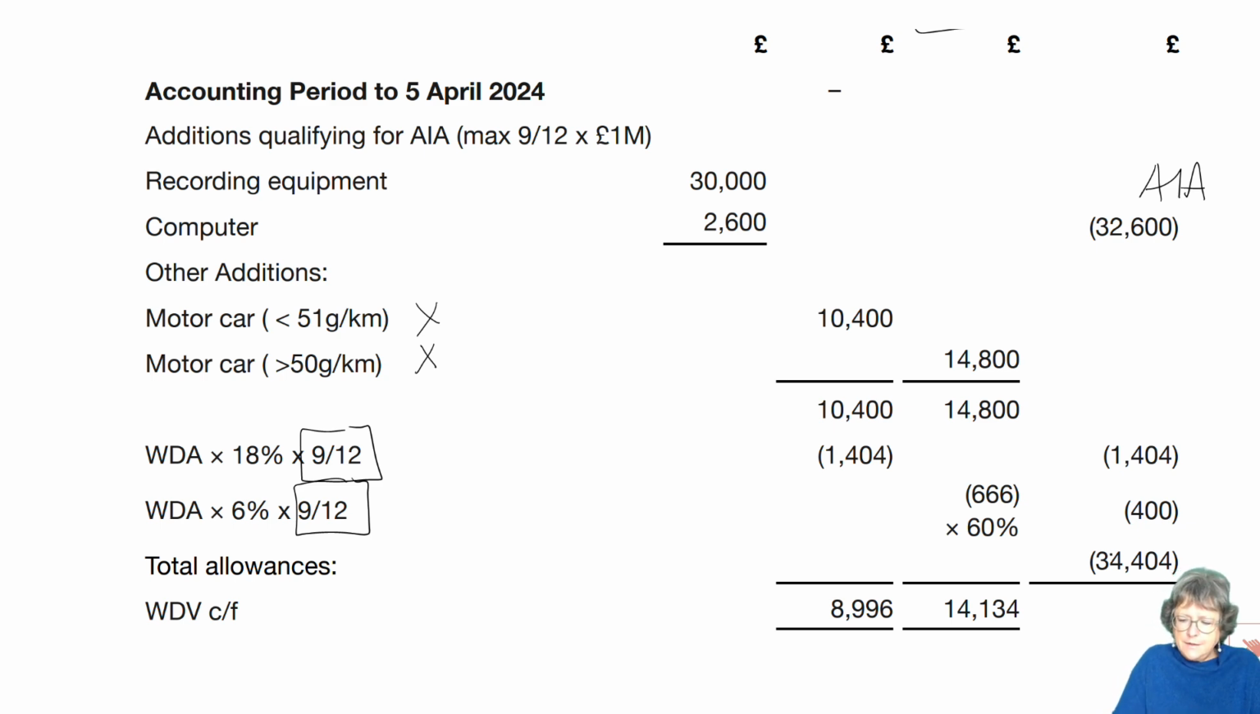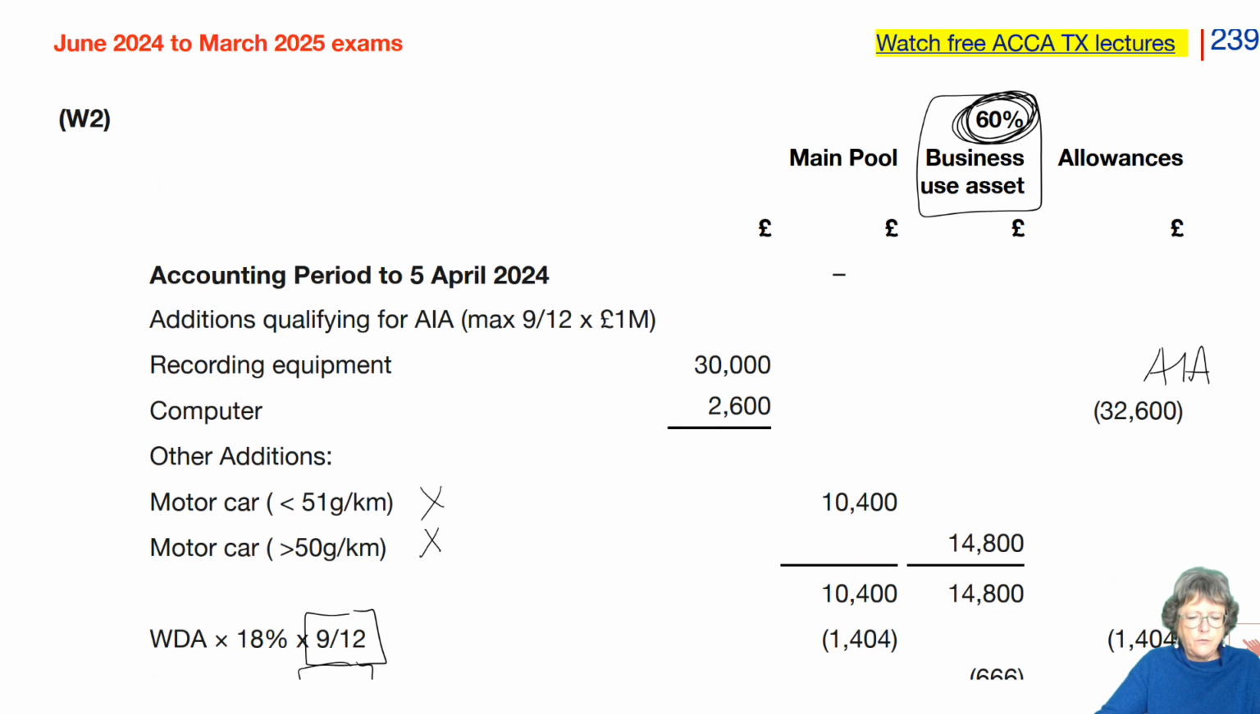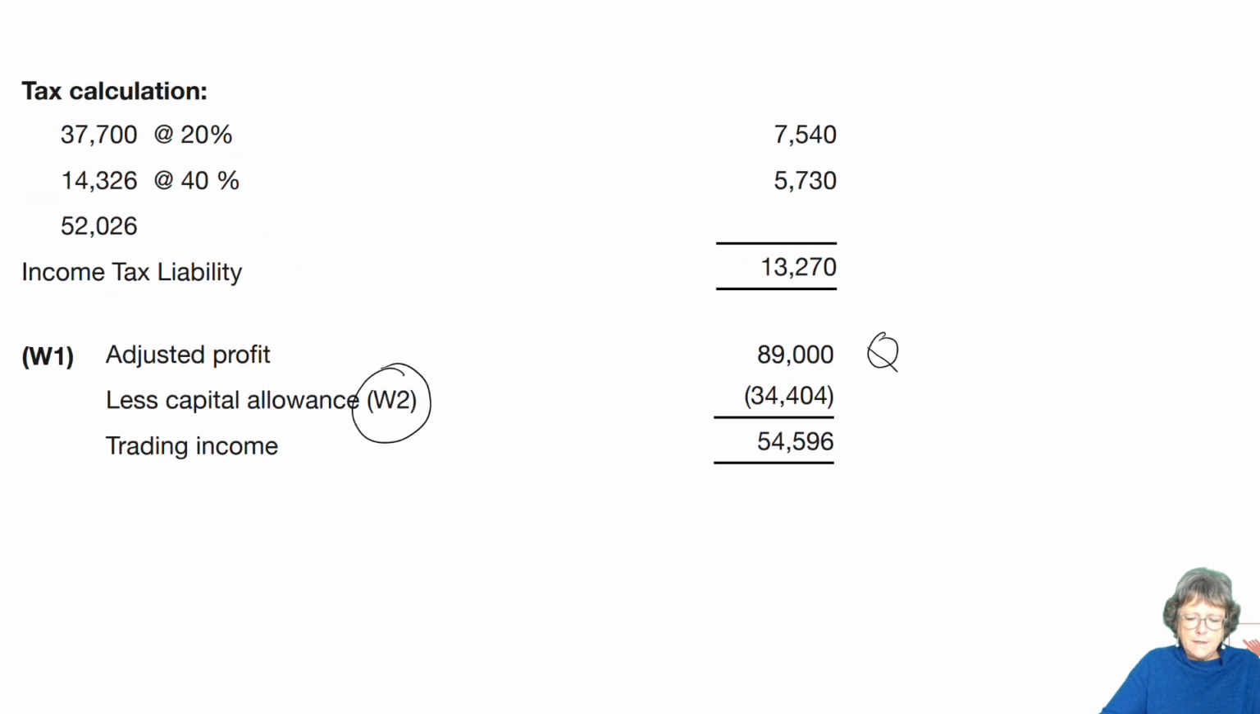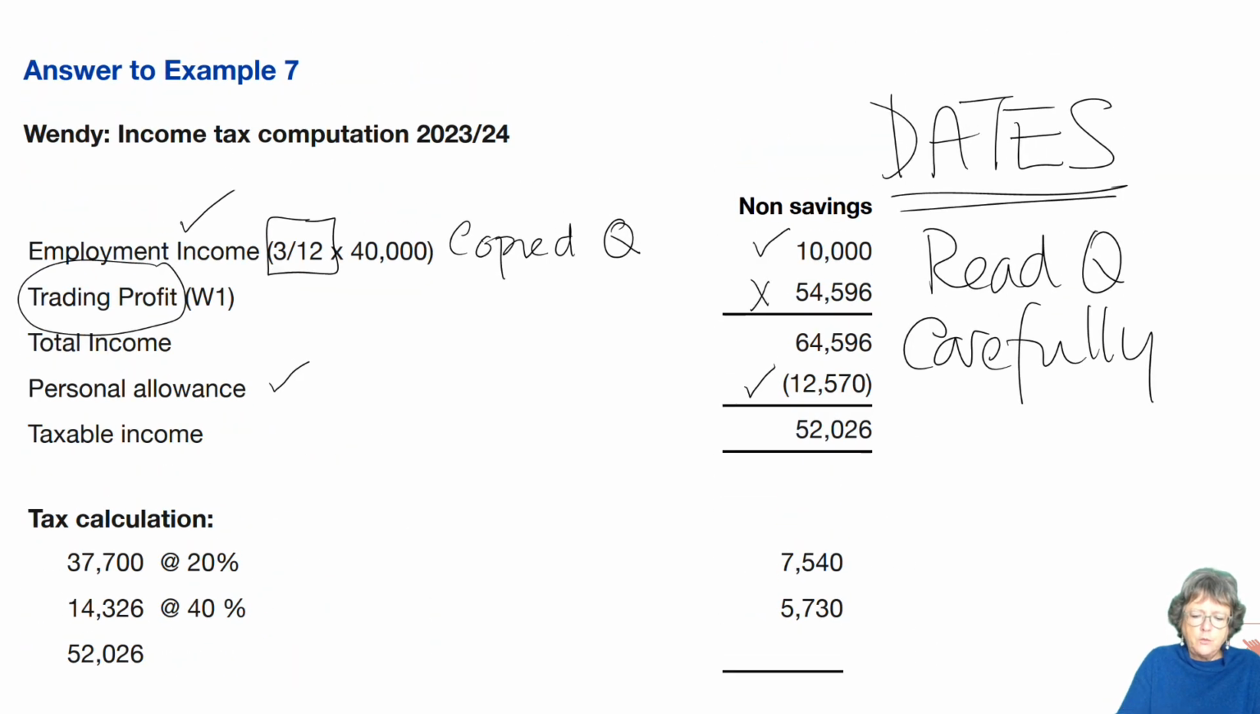So at the end of the day, that is the capital allowances claim, 34,404. Again, it's got brackets around it, so you will then deduct that, giving you a total of 54,596, which you will then put in there. So adjusted profits, that's been done for you. Work out the capital allowances, put that with the adjusted profits. You could either do it separately like that or put it in the main computation. Deduct the personal allowance and then we're going to tax that.